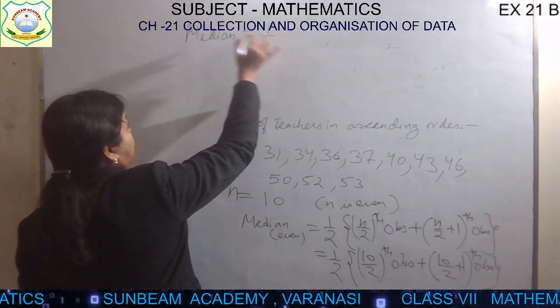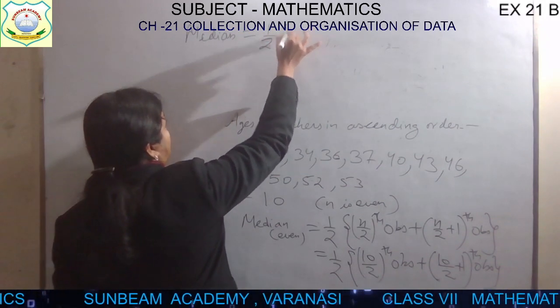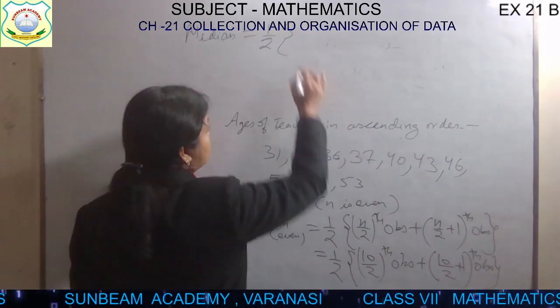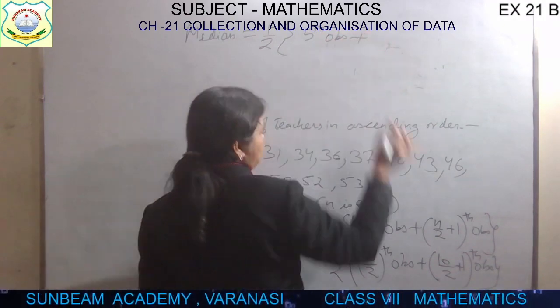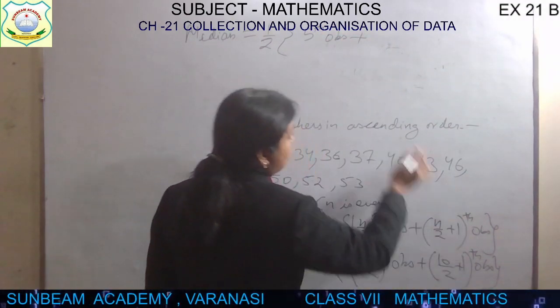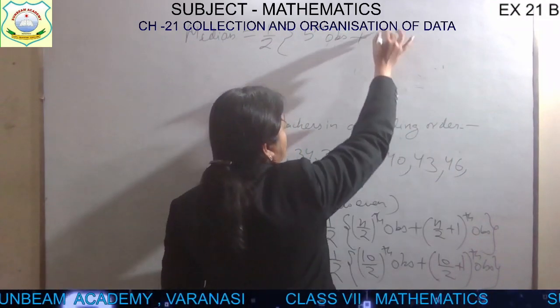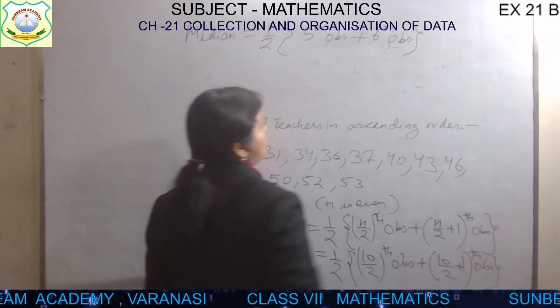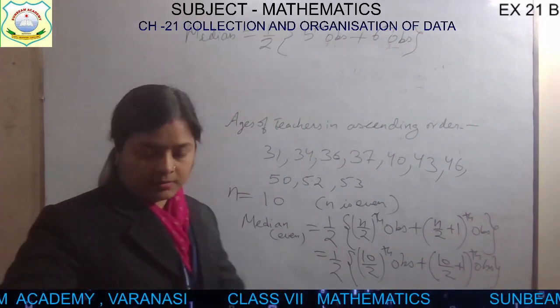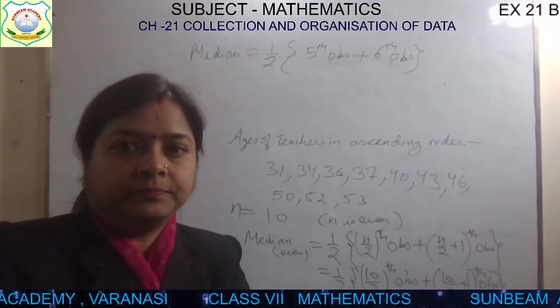Median is equal to 1 by 2, and then what is 10 by 2? 10 by 2 is the 5th observation, then plus 10 by 2 plus 1, so 5 plus 1, this is the 6th observation. The 5th observation plus the 6th observation.